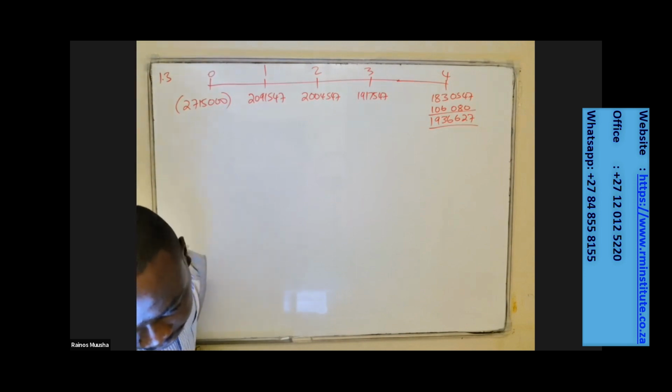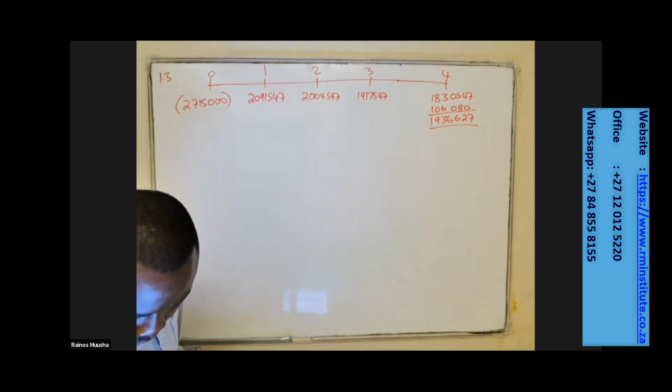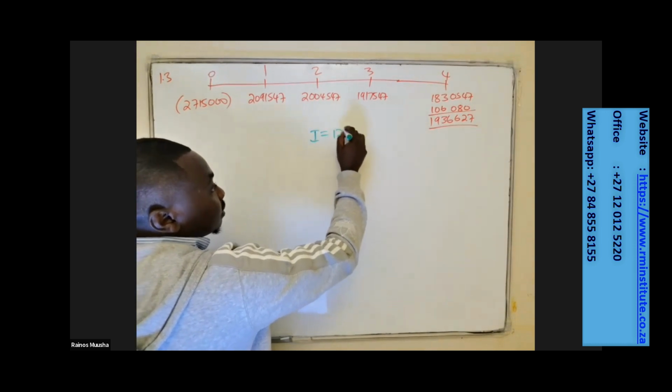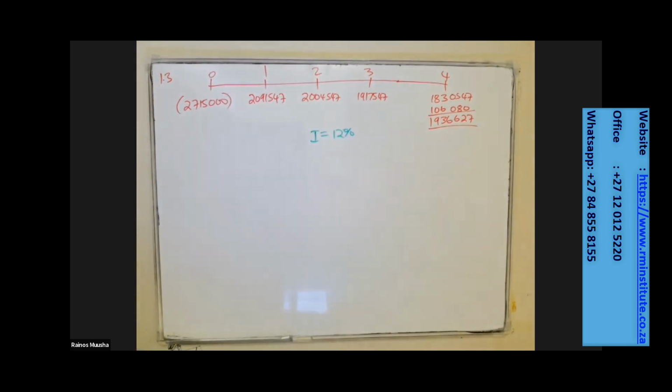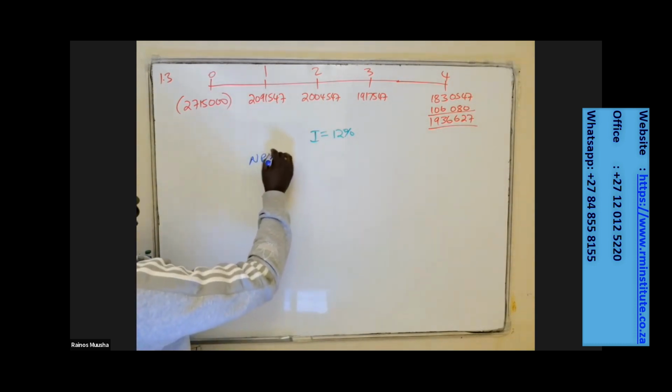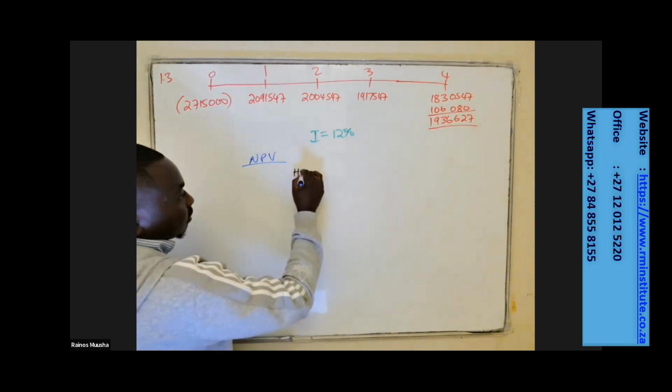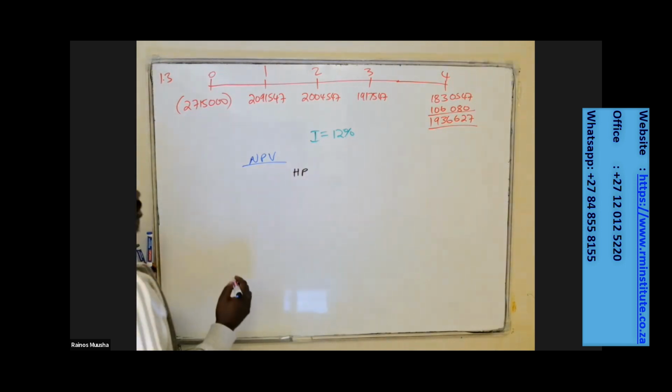Now, for the net present value, what are we given? They also tell us in the question that the cost of capital, which is the discount rate, is equal to 12%. So if the cost of capital is 12%, to get the net present value using the HP calculator, remember, always clear your memory, isn't it?